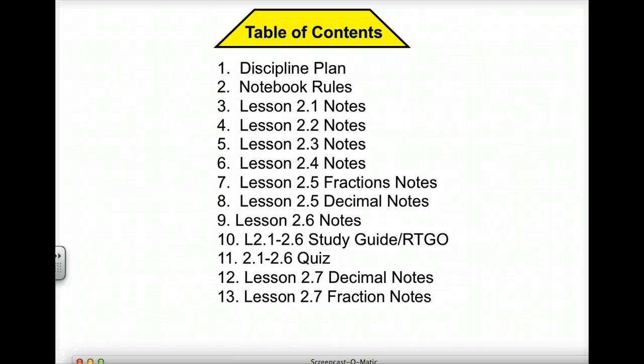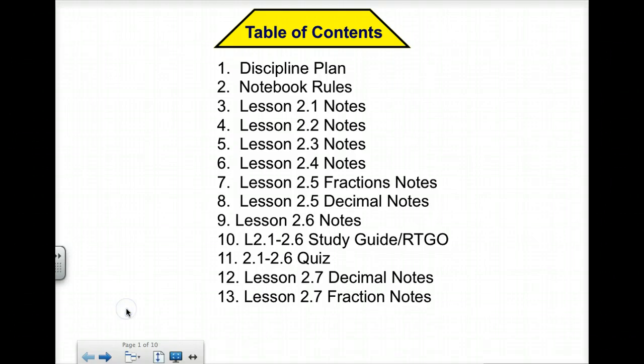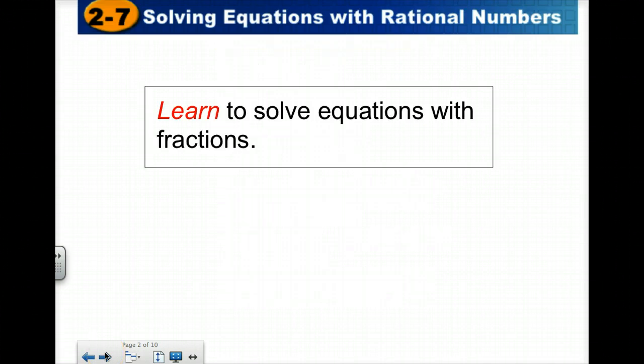Hello everyone. We are going to pick up where we left off and work on solving equations that contain fractions. This is the other half of lesson 2.7. Please update your table of contents, and here we go. We will be working on solving equations that have fractions in them.